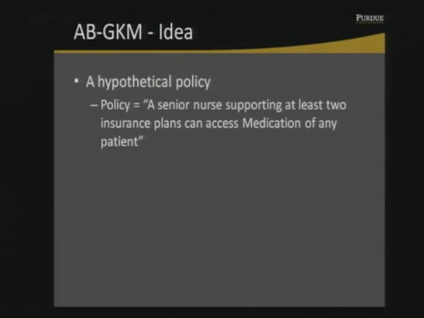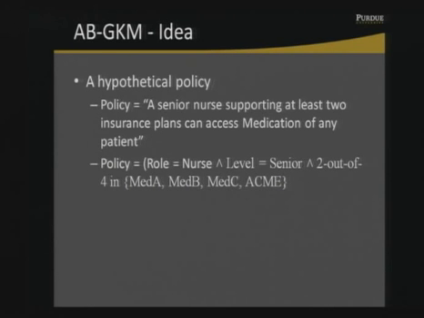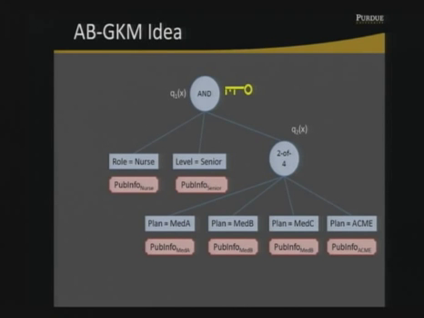So let's consider this hypothetical policy where a senior nurse supporting at least 2 insurance plans can access these medical records. If you express that as a Boolean formula, it's going to look like this. User playing the role nurse and the level senior, and 2 out of 4, it's a threshold policy, 2 out of 4 of these insurance plans. So you can represent that using this access tree.